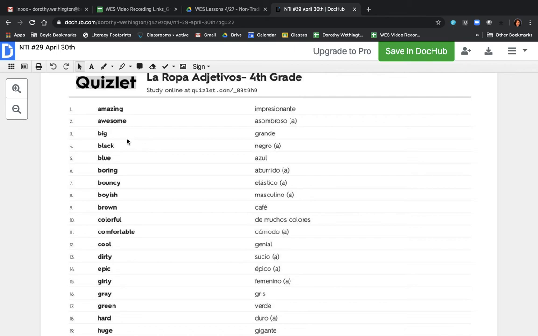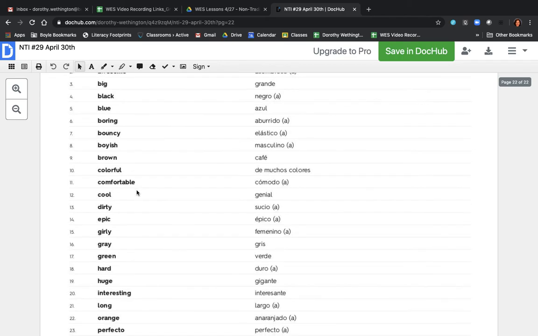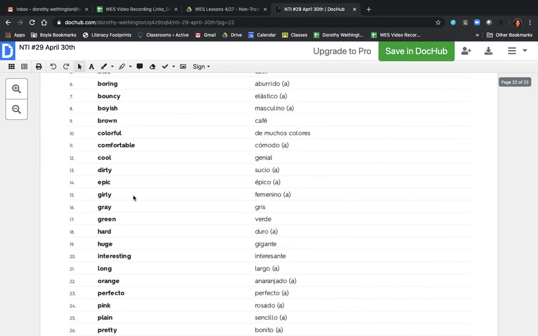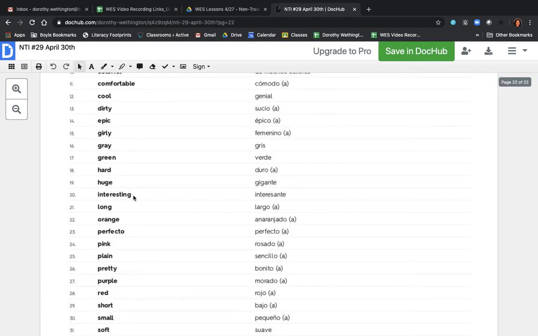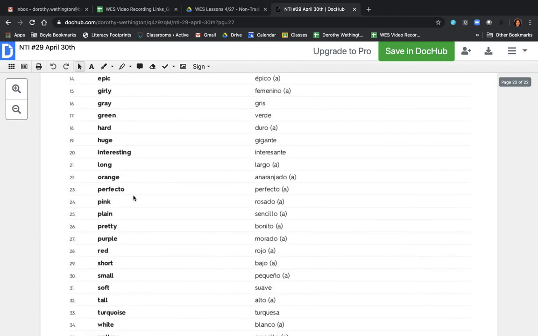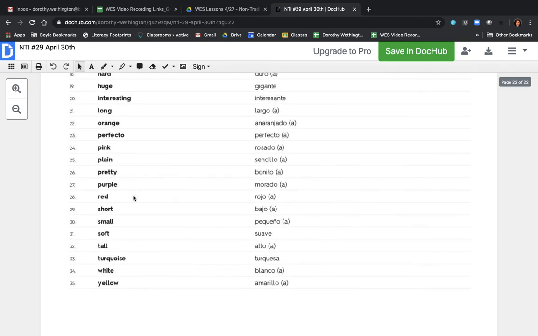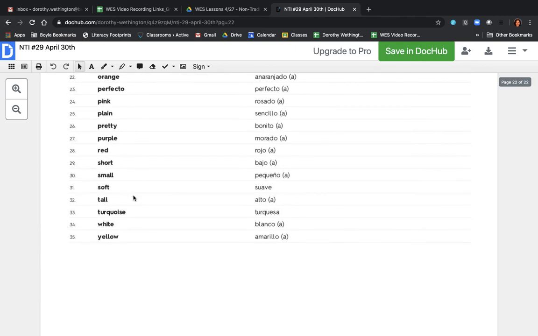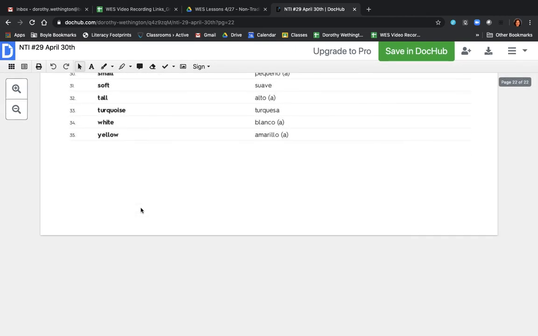Amazing, awesome, big, black, blue, boring, bouncy, boyish, brown, colorful, comfortable, cool, dirty, epic, girly, gray, green, hard, huge, interesting, long, orange, perfecto, pink, plain, pretty, purple, red, short, small, soft, tall, turquoise, white, and yellow.